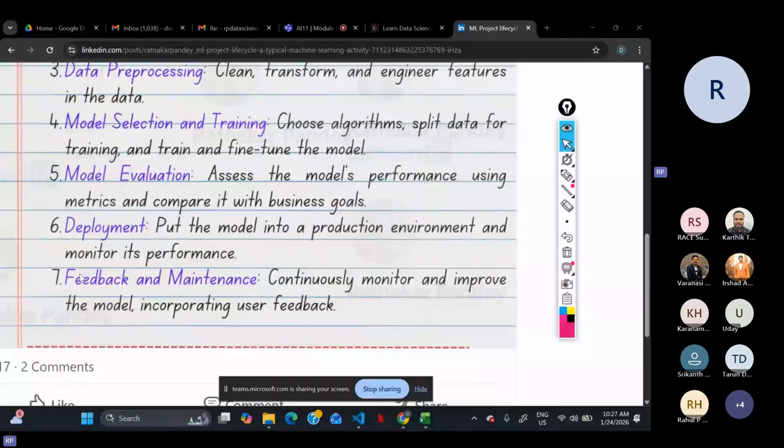No model is built for eternity. The model performance will degrade over a period of time. Why would the model performance degrade?